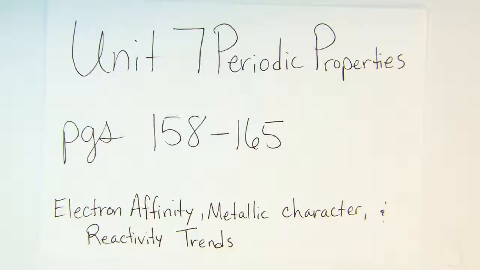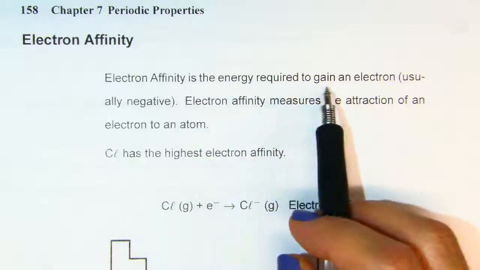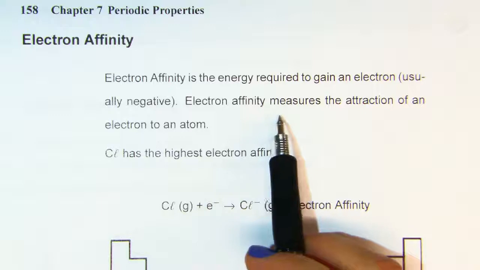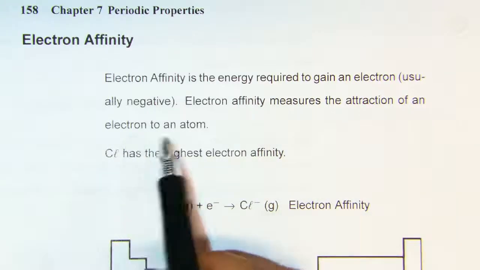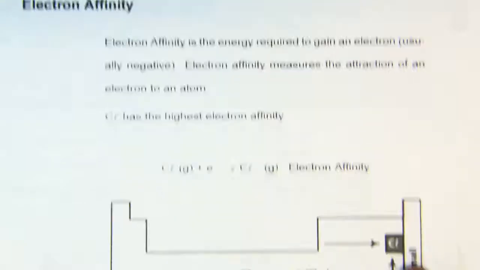Unit 7, Periodic Properties, pages 158 to 165, focusing on electron affinity, metallic character, and reactivity trends. Electron affinity is the energy required to gain an electron, which is usually a negative value. Electron affinity measures the attraction of an electron to an atom. Chlorine has the highest electron affinity.